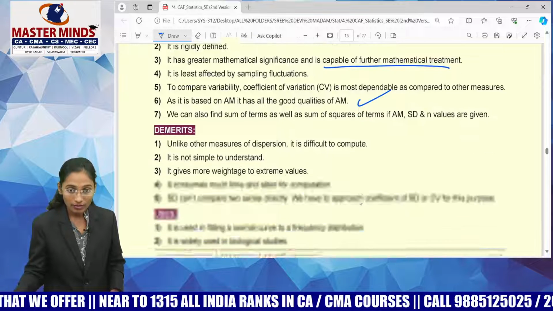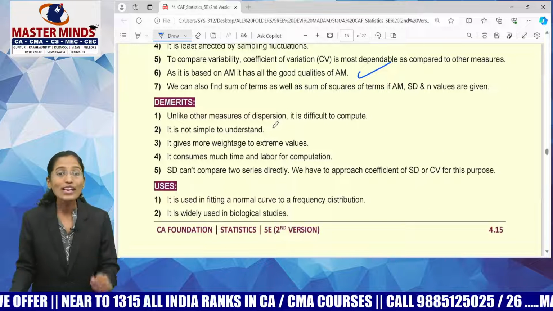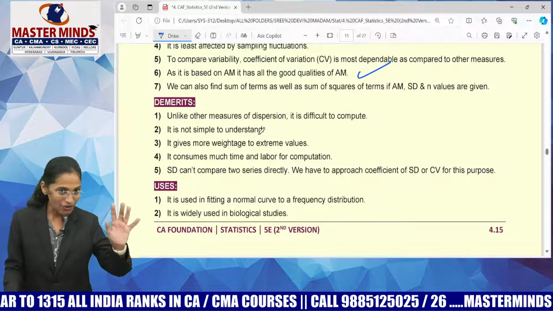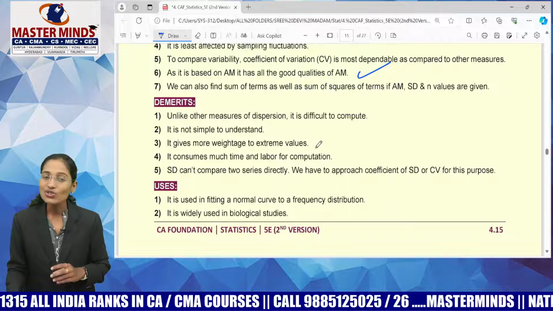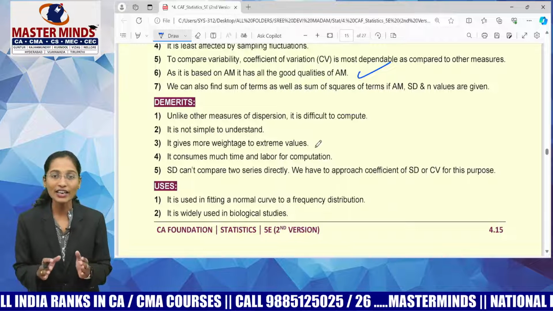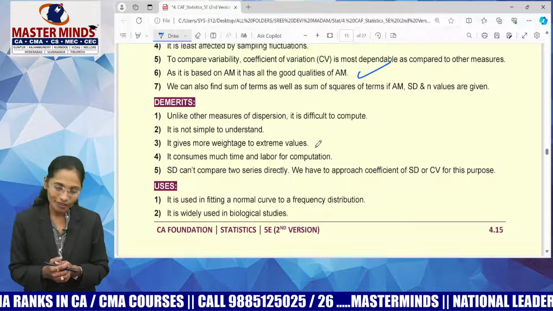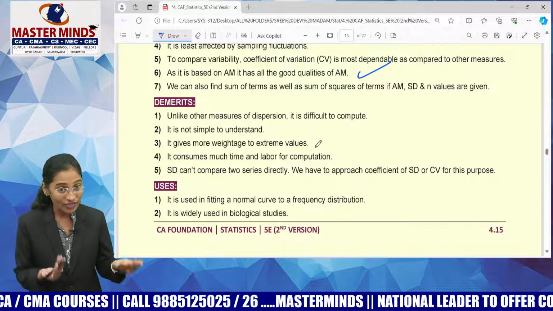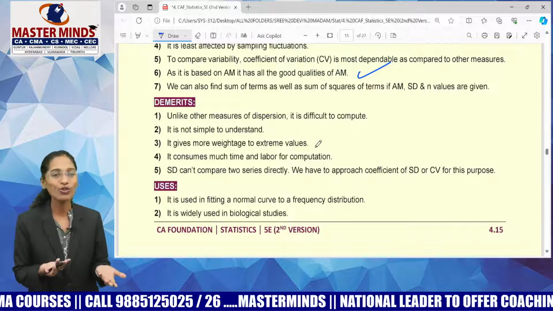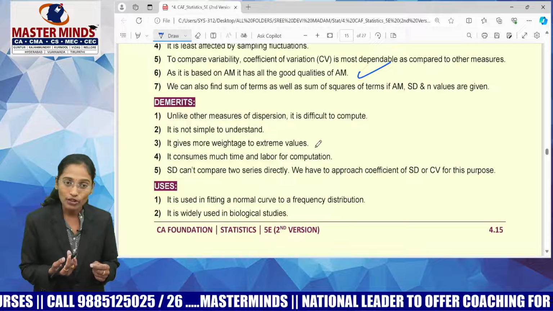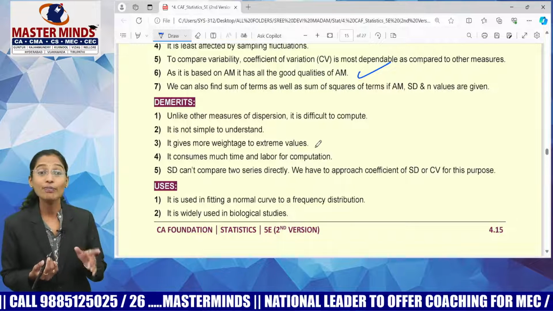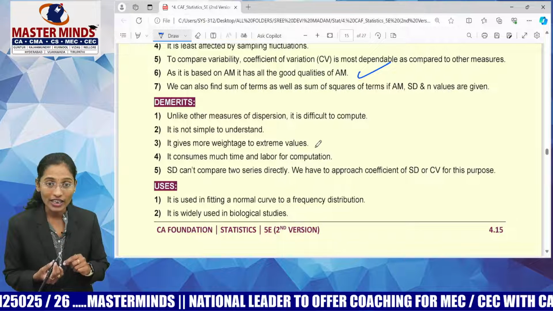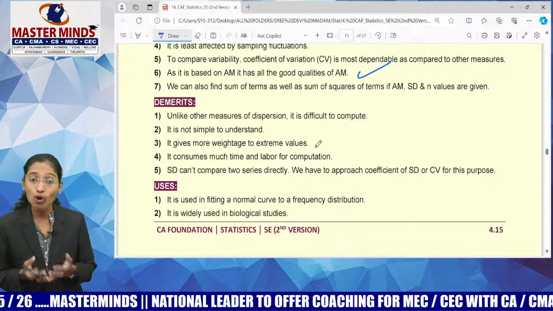Okay. Got it, guys? So, but what are the drawbacks? It is very difficult to compute, guys, because it is based upon squares and square roots. No. So, that's why it is not easy to understand, and it is very difficult to calculate. Though it is very difficult to calculate, it is based upon all observations and it satisfies all the properties. No. So, we have to do that. There is no other option. And one more thing, you know that square root means it gives more weightage to extreme values. Got it, guys? Next, it consumes more time.